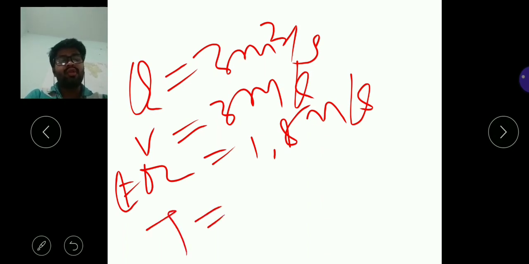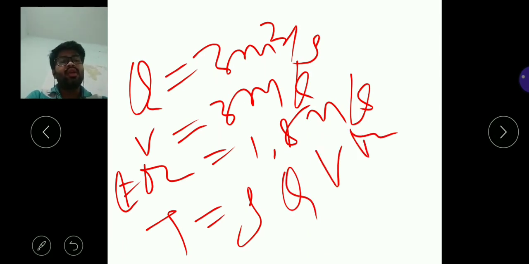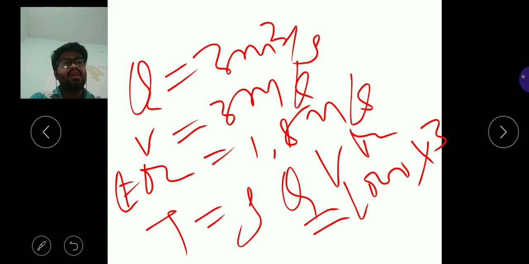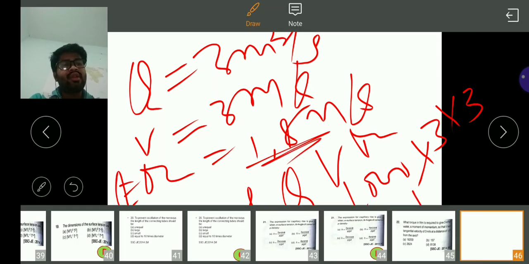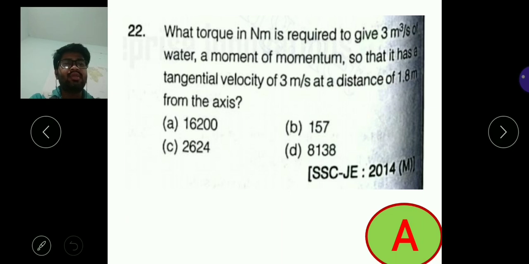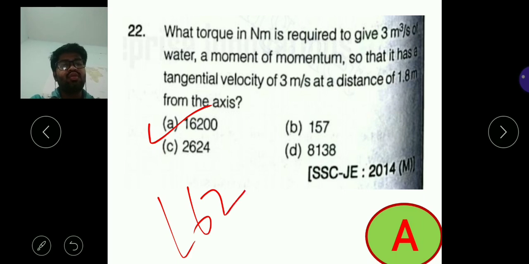So the torque formula is rho Q V into r. Everything is given here, so directly we can put in the formula and calculate the answer. So rho for water is 1000, into Q which is given 3, and velocity is also given 3, and it will be multiplied with r, that is 1.8. If you calculate this value, you get 16200. So A will be the correct answer here.